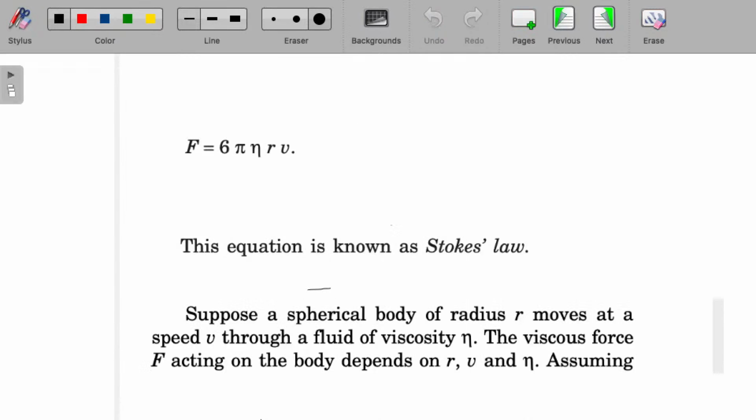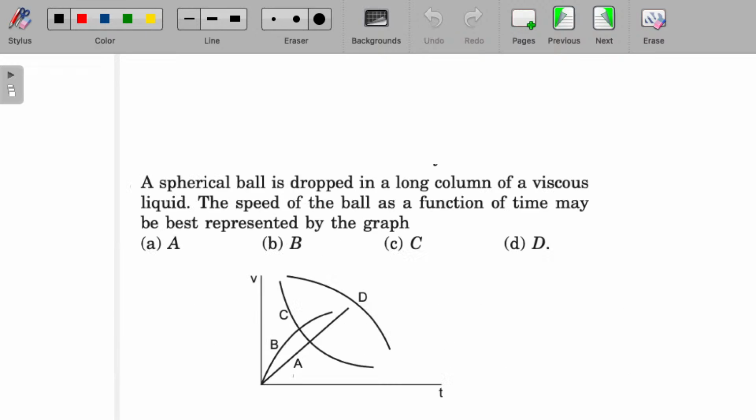Let's take some questions here. We saw already what Stokes law is, which is 6 pi neta RV, which is basically when a spherical body moves through a liquid of viscosity neta, the viscous force acting on it is given as 6 pi neta RV. So let's take a small question here, guys. A spherical ball is dropped in a long column of a viscous liquid. How is the speed of the ball as a function of time represented? Let's try to solve this question, guys.